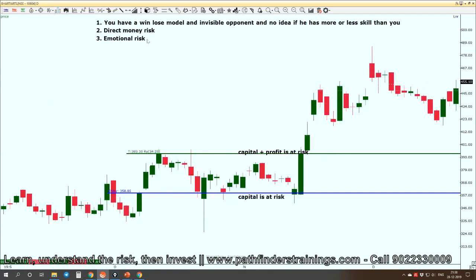So what is the next risk you have? Let's first talk about risk. You have number 4, time risk. The more is the time that you are holding a stock, the more is the risk. Many people think, oh, buy and hold is the safest. No, sir. Buy and hold is the most risky because your time risk is the maximum. Time risk is the maximum.